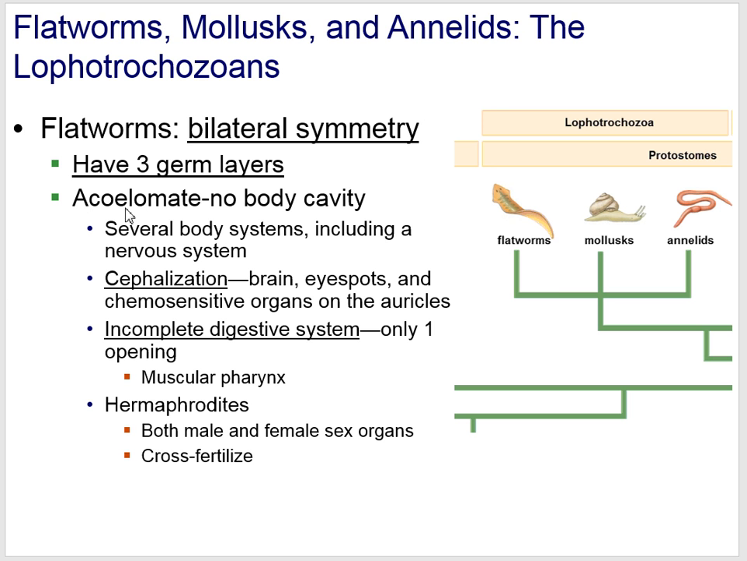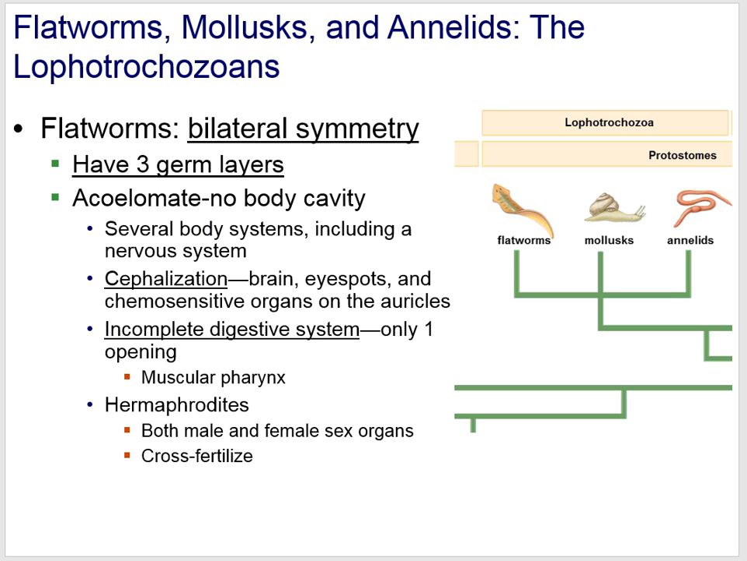They are acoelomate, meaning they have no body cavity, so they're relatively simple in their body plan compared to the creatures that we'll see coming up that are true coelomates. But they do have all three germ layers: ectoderm, mesoderm, and endoderm. So they're starting to look like more sophisticated animals.